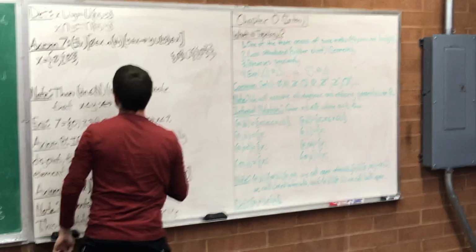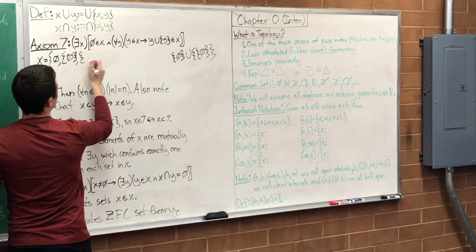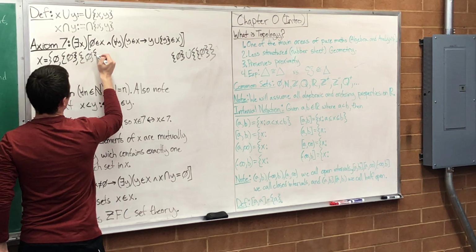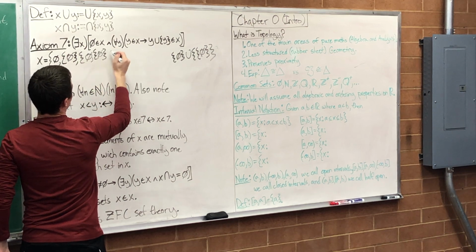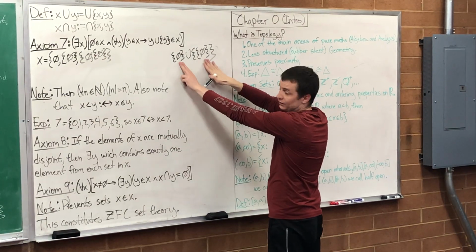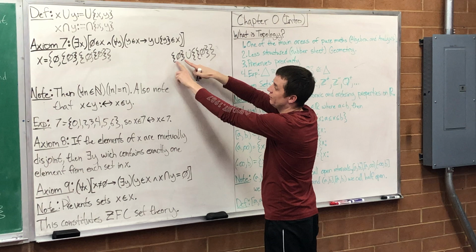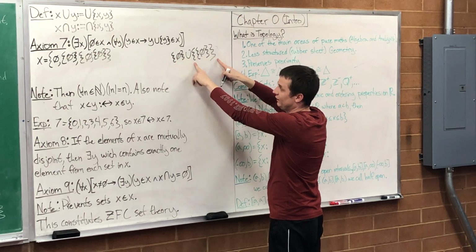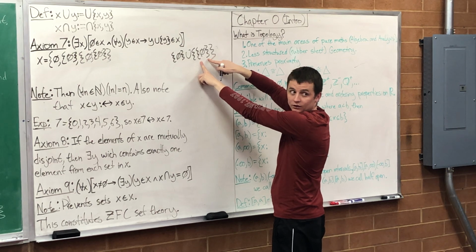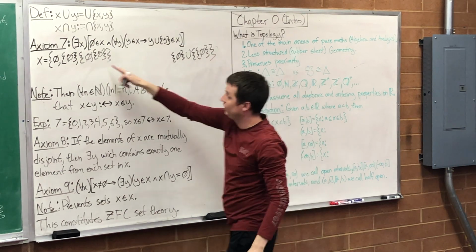What is this union this? What's in here? The set containing the empty set. Yeah, the empty set's in here and the set containing the empty set's in here. When I union these two sets together, I take everything that's in this set, that's the empty set, and everything that's in this set, that's the set containing the empty set. Good? That's what's in here.